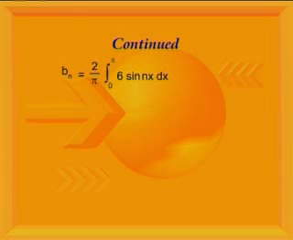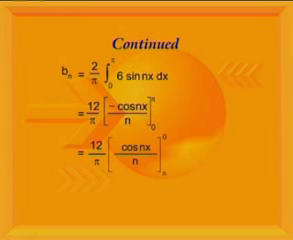Integration of sin nx is minus cosine nx divided by n, so bn is equal to 12 over pi into minus cosine nx divided by n, and x is from 0 to pi, which is equal to 12 over pi into cosine nx over n, and now we are reversing the limit, making lower limit upper limit and upper limit lower limit.